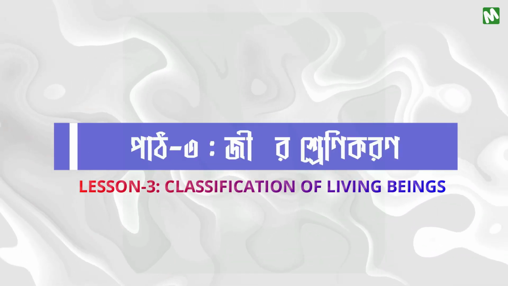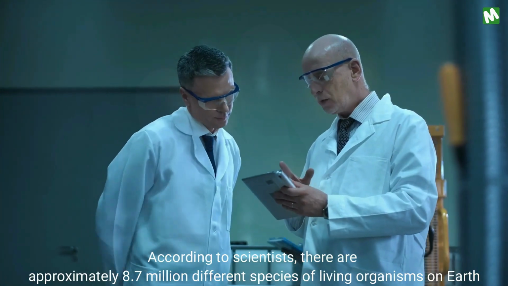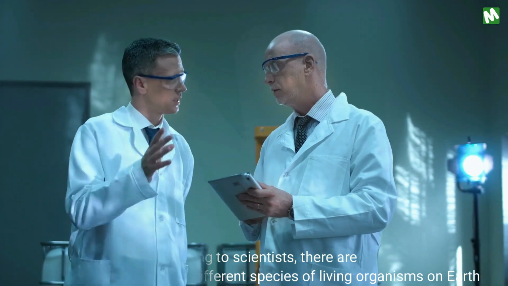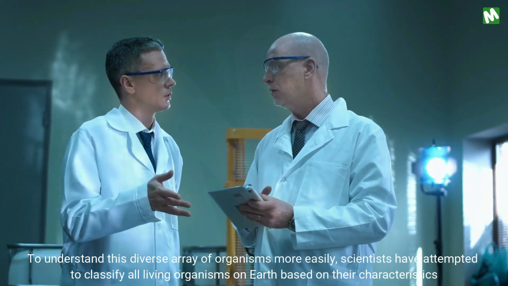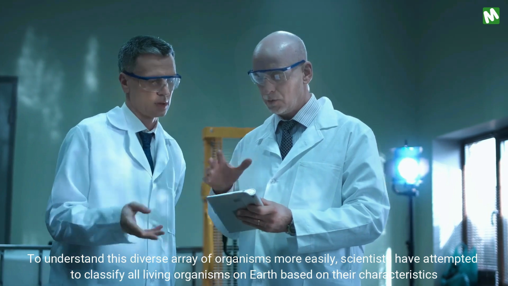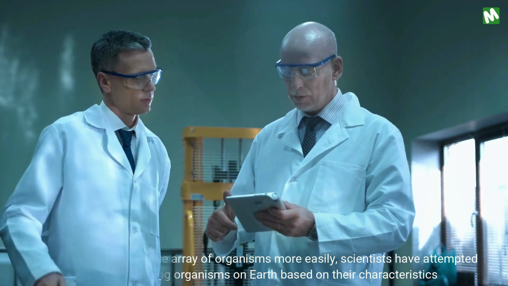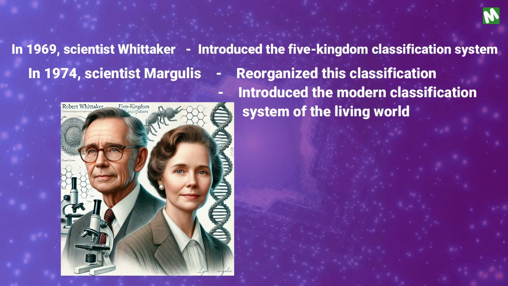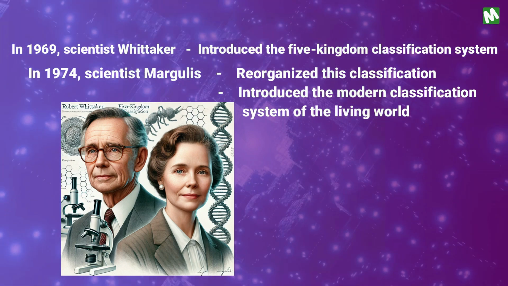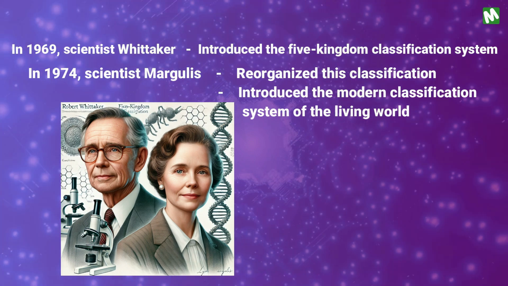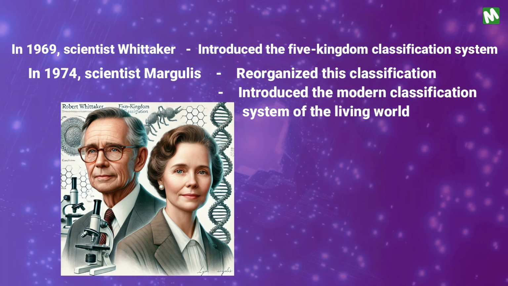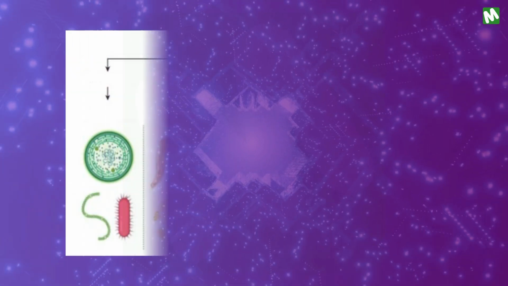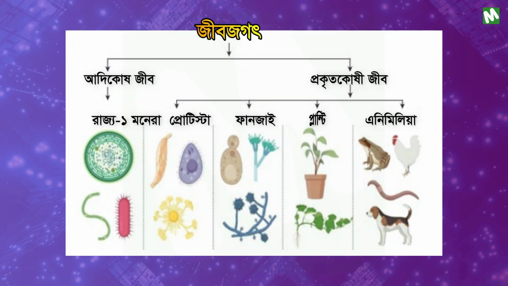Lesson 3. Classification of living beings. According to scientists, there are approximately 8.7 million different species of living organisms on Earth. To understand this diverse array of organisms more easily, scientists have attempted to classify all living organisms on Earth based on their characteristics. In 1969, scientist Whittaker introduced the five-kingdom classification system. In 1974, scientist Margulis reorganized this classification and introduced the modern classification system of the living world. The modern classification system is as follows.